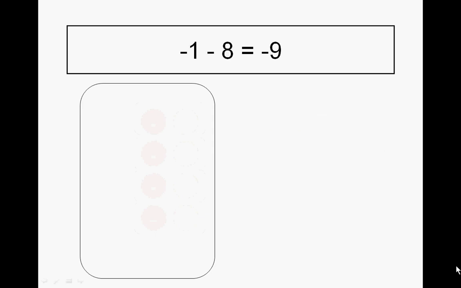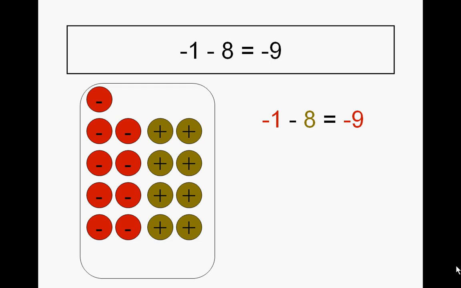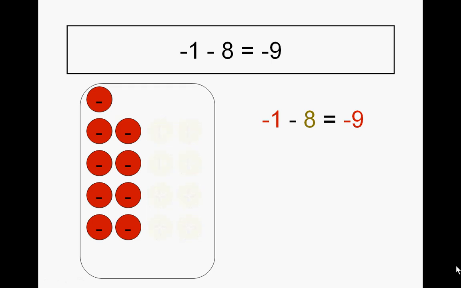Alright, our next example, a negative 1 minus 8 equals a negative 9. We start off with a negative 1 integer, but we don't have any positives to take away from this, so we have to add our 0 pairs. We have to add 8 of them. So now we have enough positive integers to take away 8, and we're left with negative 9.